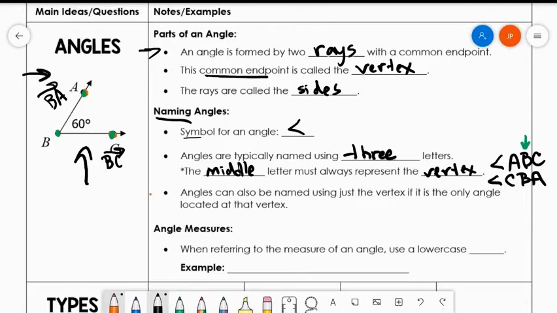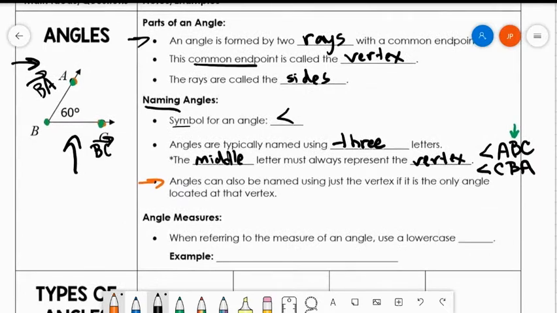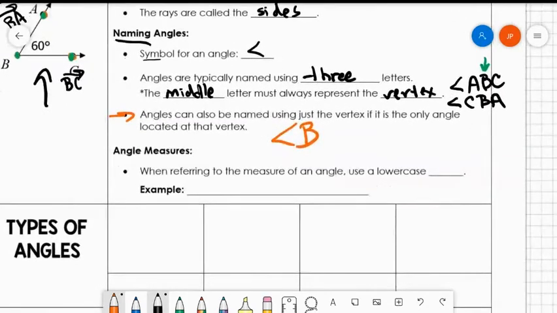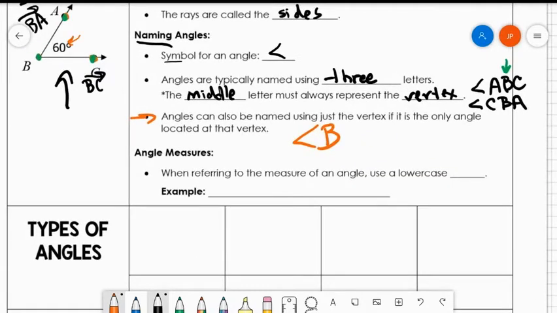And there's also a note down here that says angles can also be named using just the vertex if it's the only angle located at that vertex. And we'll look at some more complicated pictures that'll make a little bit more sense. But in this case, I could also call this angle B because it's not that complicated of a picture. Now, when I'm actually talking about the measure of an angle, notice there's a measure hanging out inside angle ABC up here. I'm going to use a lowercase m. So what I mean by that is I can say the measure of angle ABC, that's how I read that little statement, is equal to 60 degrees.